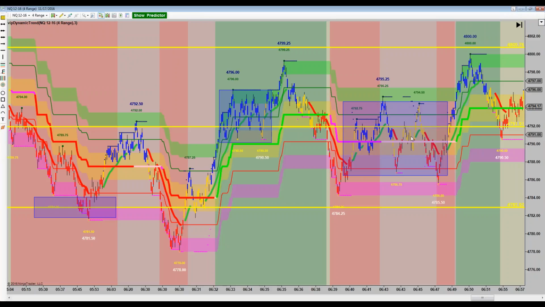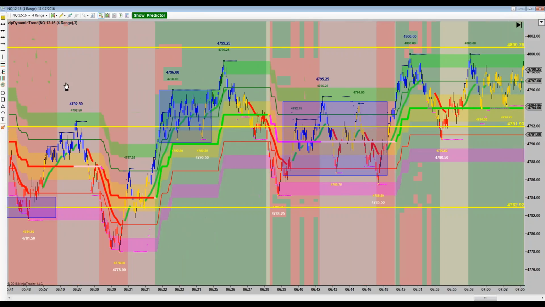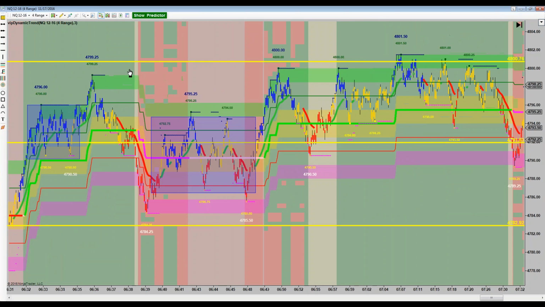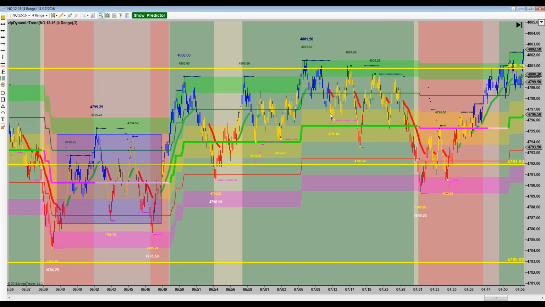Because what they're going to do is chop you up, leave you all battered and beat up and bloody by the time they decide which way they're going to go, and then you wind up missing the big runs. Look at this. This is a mess.